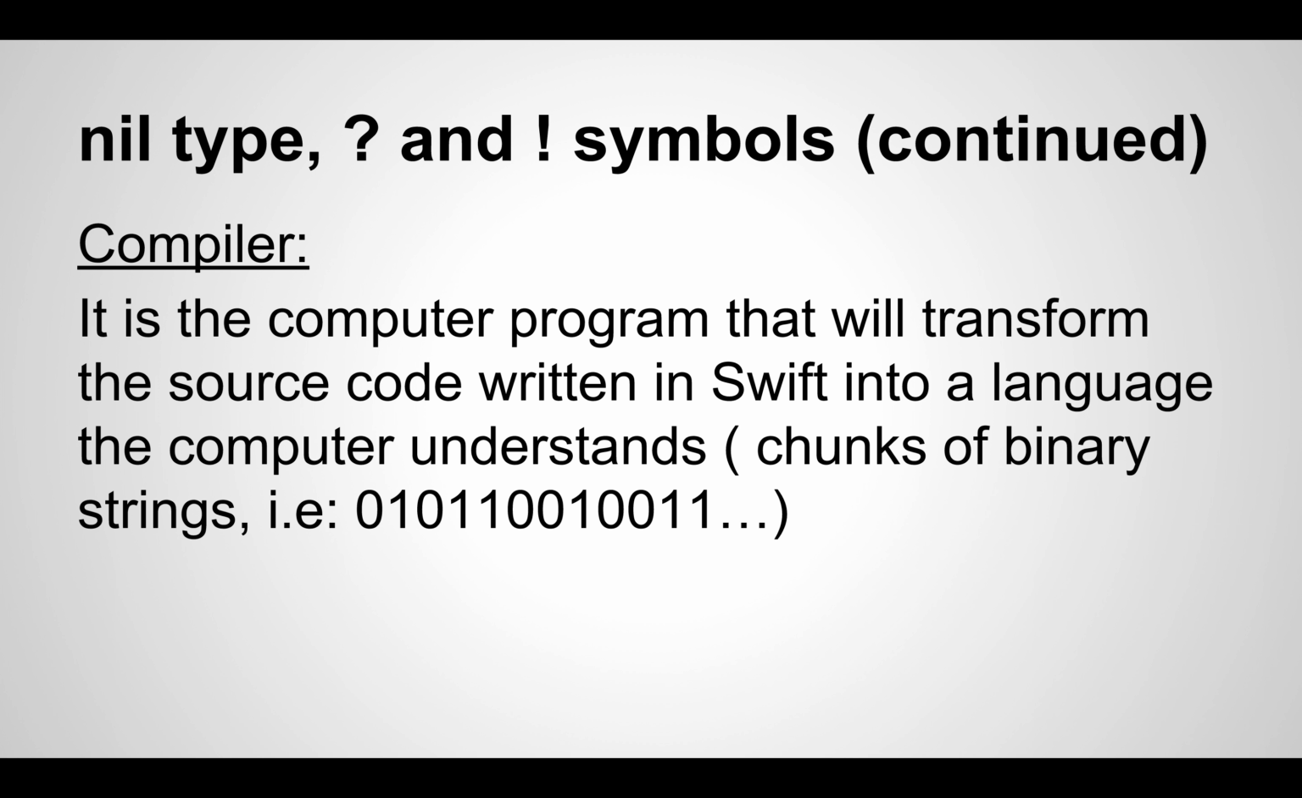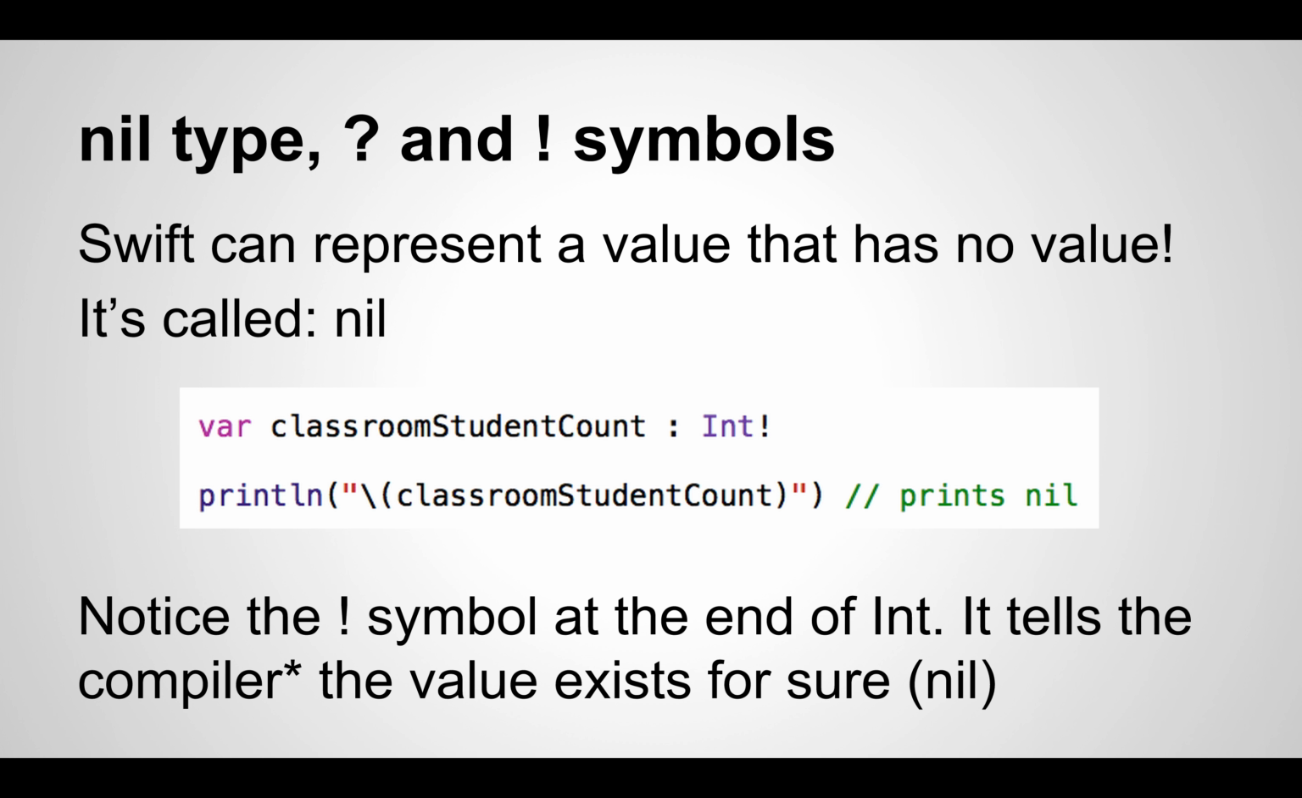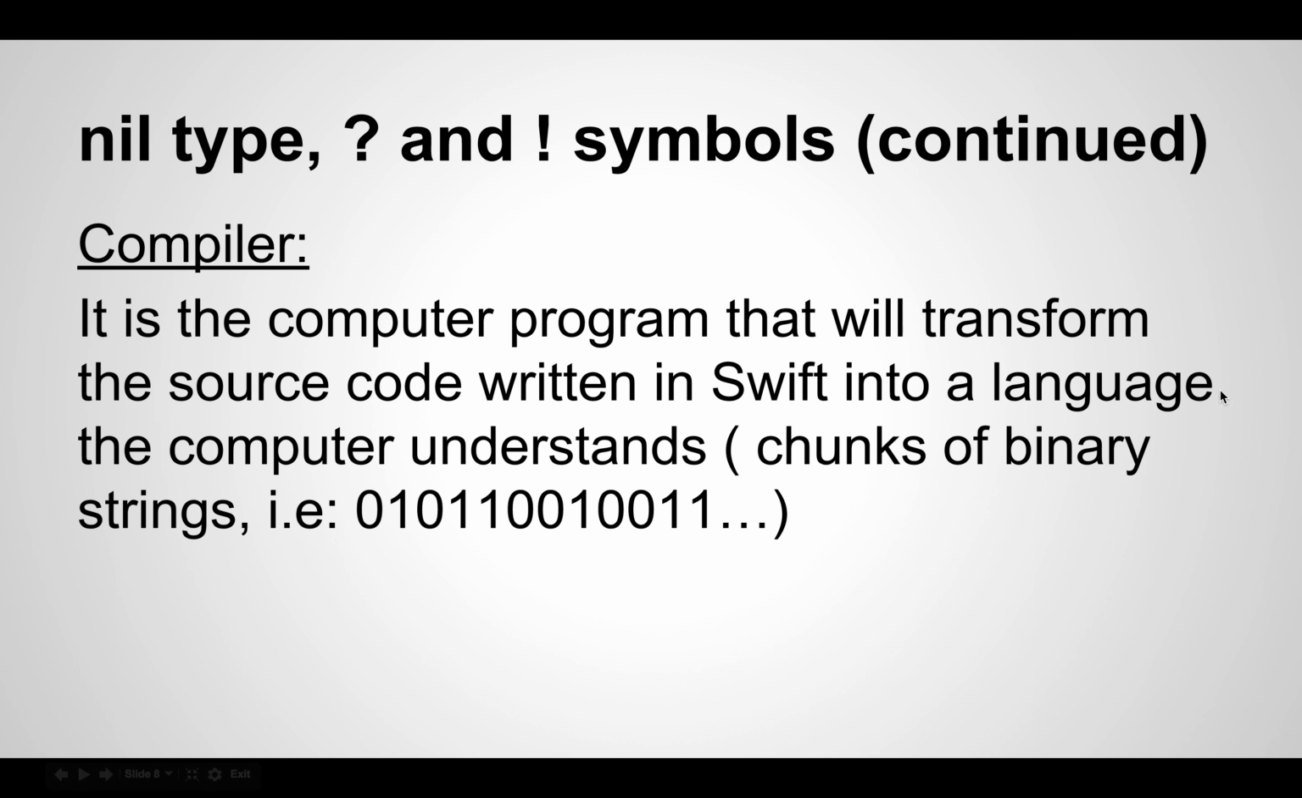Now, whenever you write something like this, classroomStudentCount Int, this is only one instruction that you write. Here we're actually writing two lines. But when these two lines are translated, they're translated into chunks of 0s and 1s. Now, you probably will think, oh, it's only two instructions, so it might be two chunks of 0s and 1s. Absolutely not. These two lines are actually probably hundreds, if not thousands, of binary strings for the computer to understand what to do there. But don't worry about it.